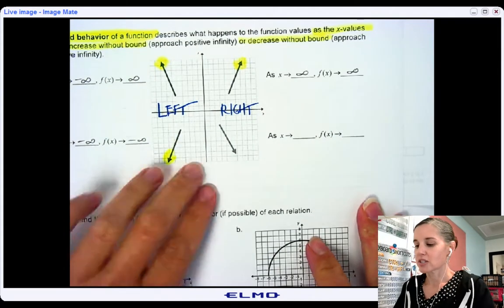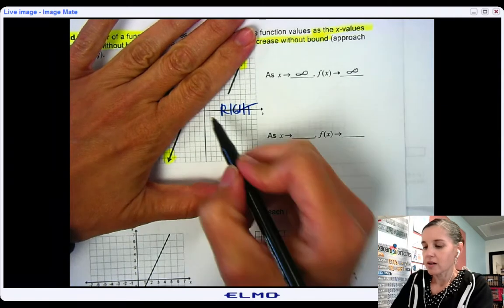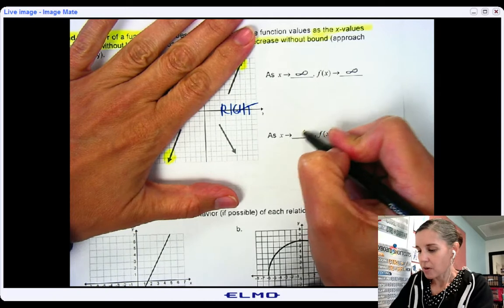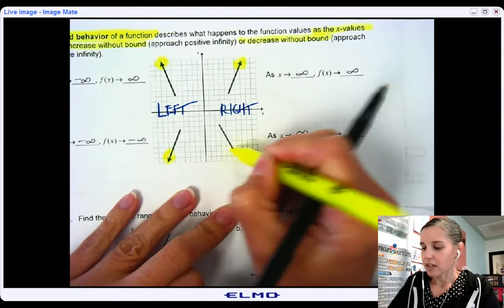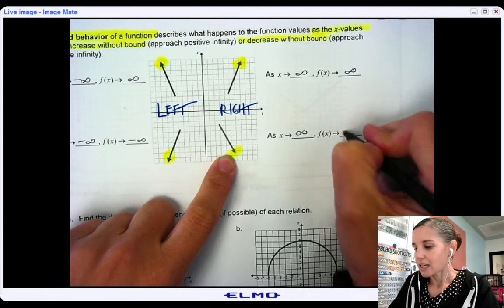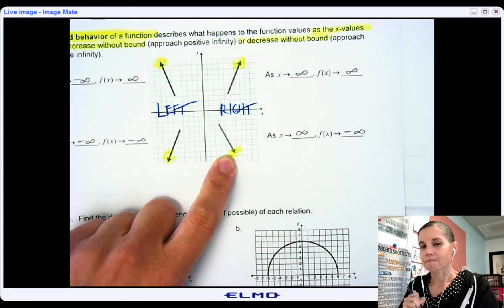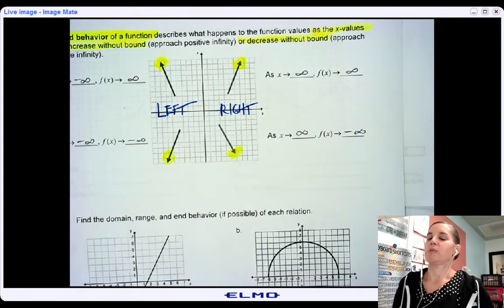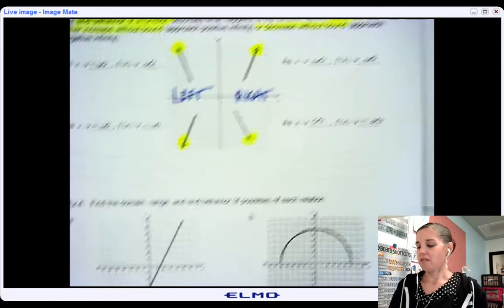Now let's finish this off. For this one, what's happening on the right? My x's are headed to positive infinity. And when I look at my function itself, where is it headed? It's going down, so it's headed to negative infinity. So those are end behaviors. It might be weird right now, but you're going to get plenty of practice. So we'll see how this goes.